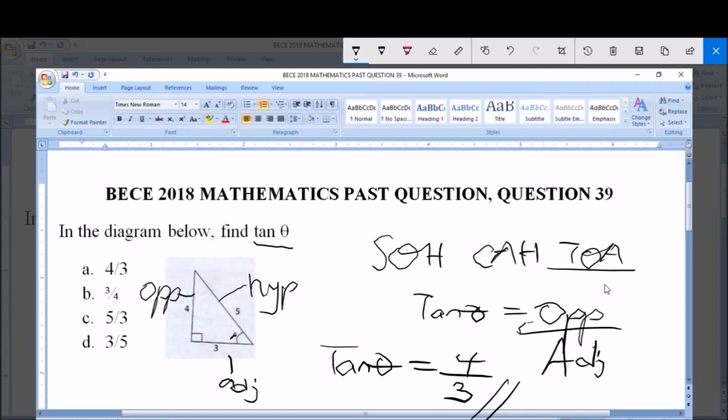Now from the options, option A says 4 over 3, which is correct. It corresponds to our answer. B says 3 over 4, which is wrong. C says 5 over 3, wrong. And D says 3 over 5, which is wrong. So option A is the correct answer, 4 over 3.